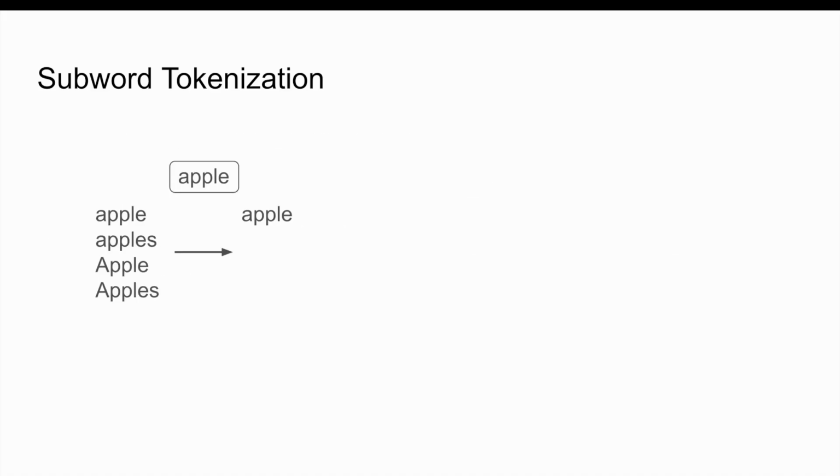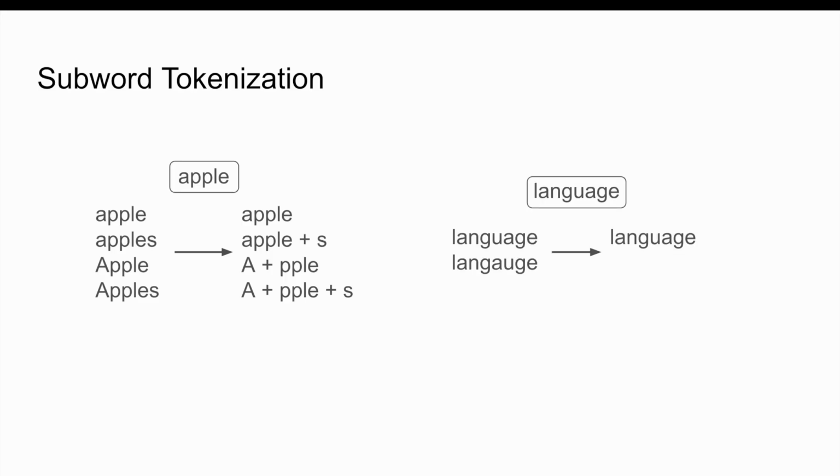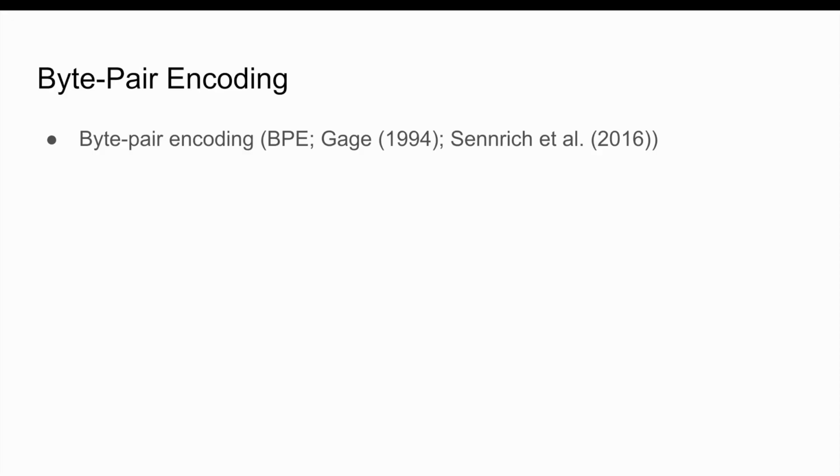So for this apple example, if apple is in our vocabulary, we can make up apples by adding an extra S token, or we can break down capital A apple into multiple tokens. Similarly, if we have misspelled words, then they might just get broken down into whatever smaller components are in the tokenizer's vocabulary. And probably the most popular subword tokenizer is byte pair encoding, or BPE.